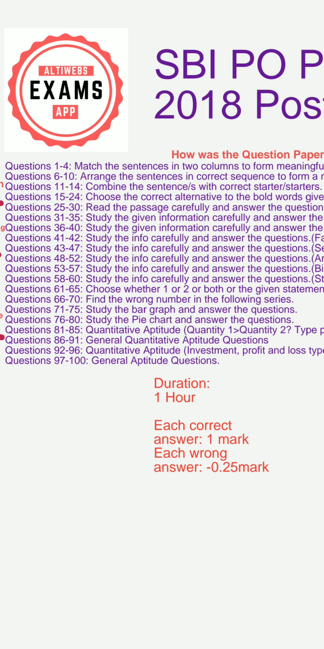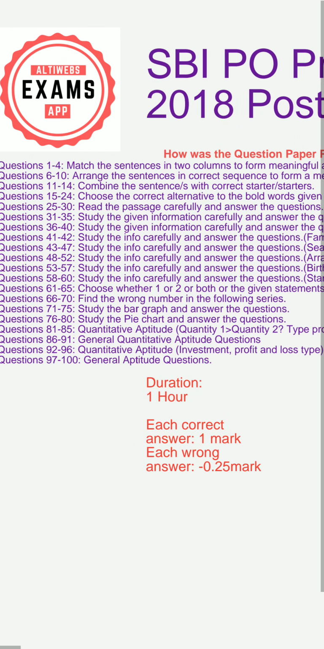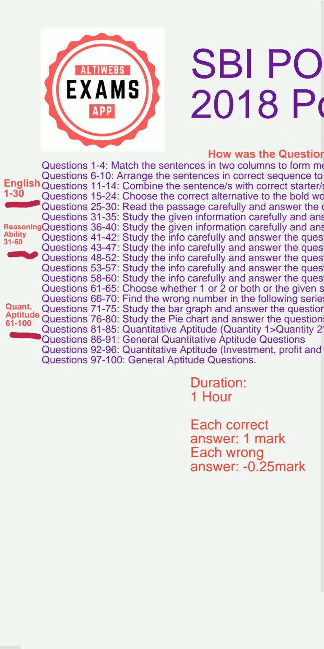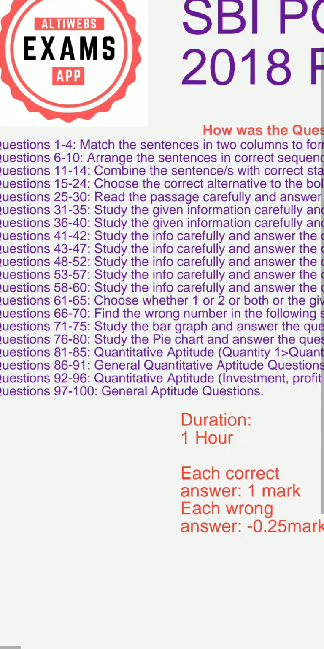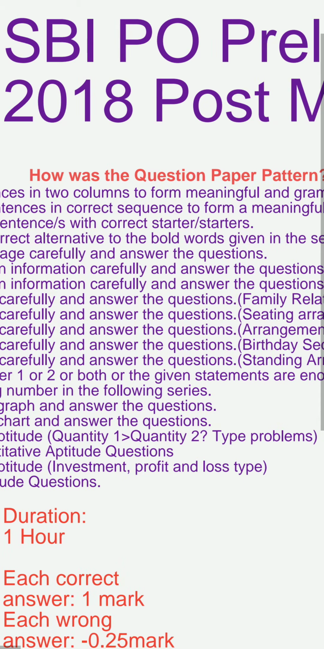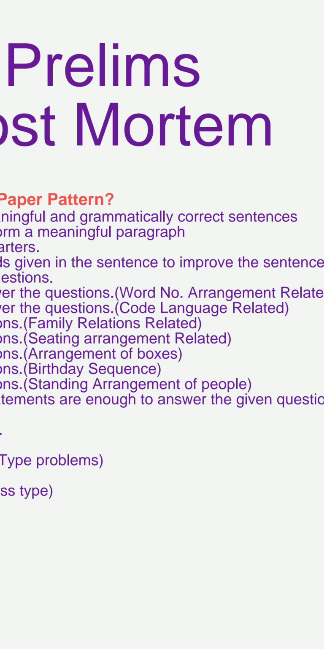Now let's go to 25 to 30. Read the passage carefully and answer the questions. So this is very simple and straightforward. You have to read the passage and you have to write the answers based on the passage. I'm not showing that. Now let's go to the logical reasoning or reasoning ability. So 31 to 35, if you see, study the given information carefully and answer the questions. Okay, so now some information is given. So it is basically word number arrangement related.